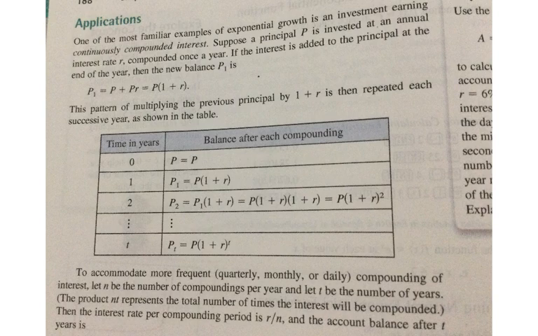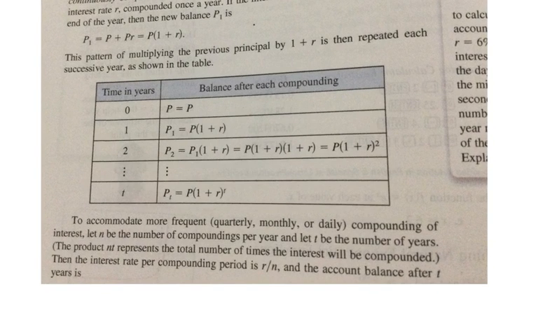One of the most familiar examples of exponential growth is an investment earning continuously compounded interest. Suppose a principal P is invested at an annual interest rate R, compounded once a year. If the interest is added to the principal at the end of the year, then the new balance is P sub 1, which is the old principal plus the interest you earned, which we can write as P times 1 plus R. This pattern of multiplying the previous principal by 1 plus R is repeated.